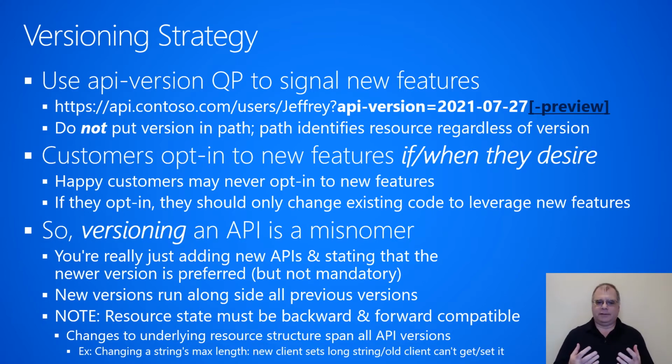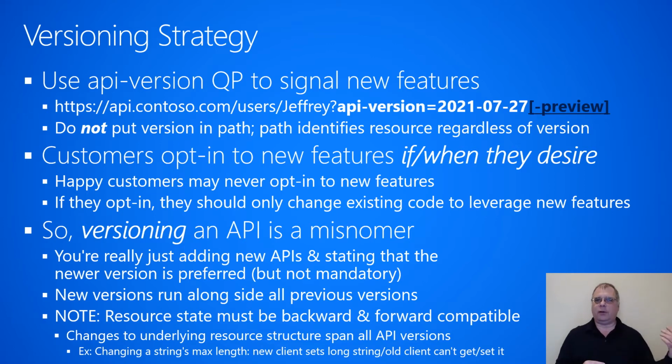So what this really means is that the concept of versioning a service or an API is really a misnomer. In reality, you're just adding new APIs and you're just stating that the newer version is preferred over the previous, but it's not mandatory. Customers do not have to upgrade. They can stay with whatever version their code has been tested on and working on for years. They should be able to stay that way for as long as they want. New versions of the API run alongside the previous versions of the API. Note, too, it's very important that resource state must be backward and forward compatible because the resource state actually spans all versions of the API, right?